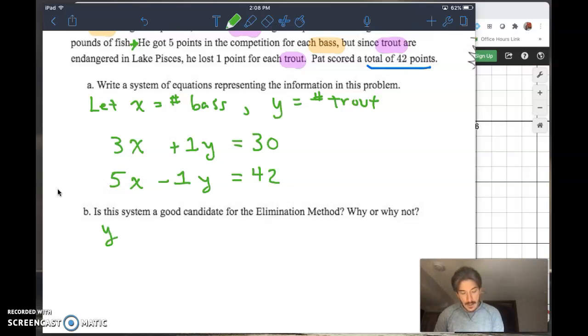And I'm going to write down, yes, of course, this is a great candidate. And you might say to yourself, well, why? And the obvious answer to that is because, well, a couple reasons, I guess. I would say we've got a situation here where we do not have one of the equations solved for a variable, right? I don't have in either equation 1 or equation 2 the variable x or y already all by themselves.